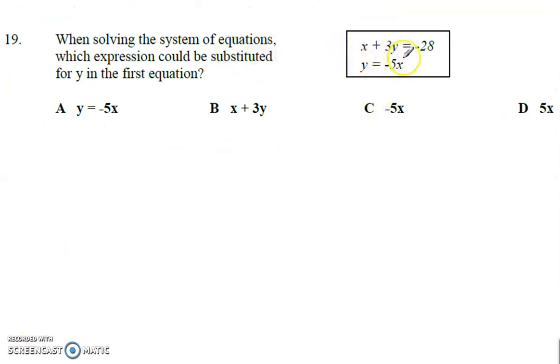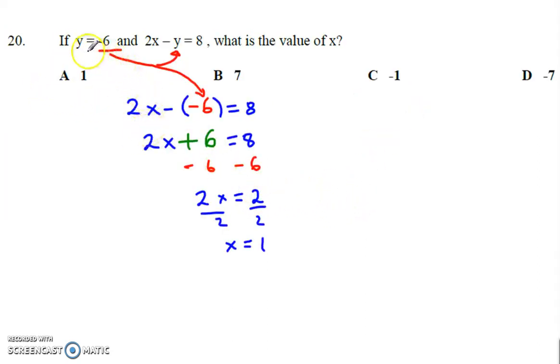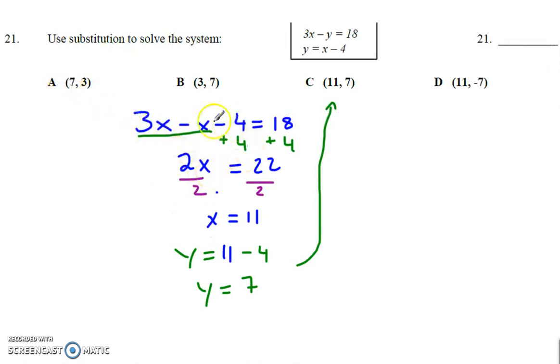When we're using substitution here, we're going to plug in negative 5x for y. So that's C, negative 5x, 20. Here you go, substitution, there you go, x is 1. And 21, if you use substitution, replace all this, you get x is 11, y equals 7.